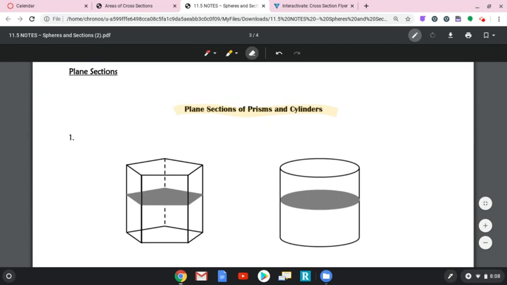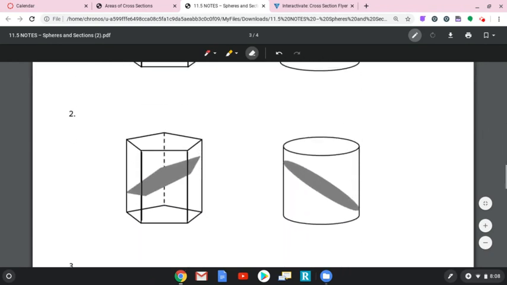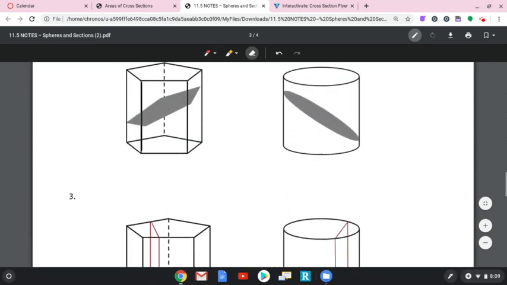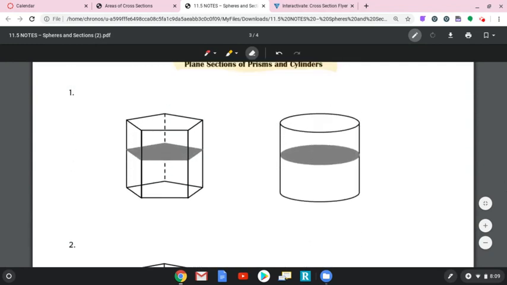Now, let's talk about how the sections are formed and what the sections look like when our plane intersects from different angles. So for example, we have 1, 2, and 3 here. We have a couple examples. And in these 3 examples, you'll notice that we're working with a pentagonal, a right regular pentagonal prism, and a right cylinder in 1, 2, and 3. However, we have planes that are intersecting these solids at different angles. So the first problem here in number 1, they're intersected by planes parallel to their bases.